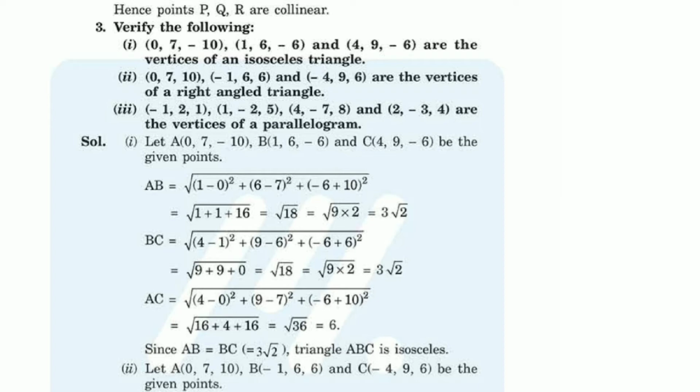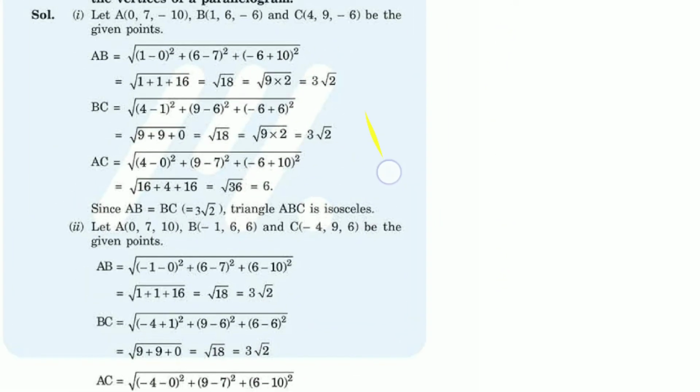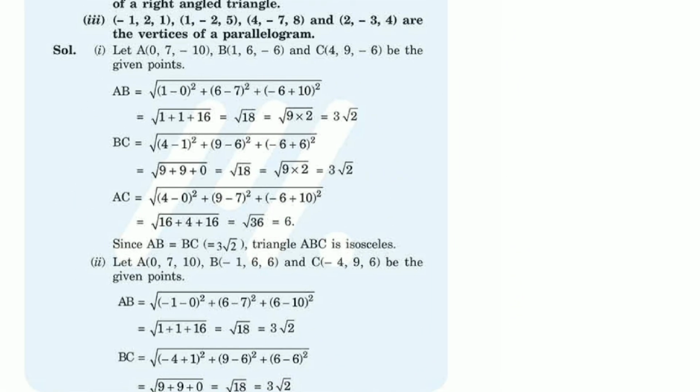So, we name the points ABC. Then we calculate the distances AB, BC and AC. Now, out of these 3, we find that 2 sides, AB and BC, if you observe, are equal. See here, AB is 3 root 2. BC is also 3 root 2. So, 2 sides are equal. Hence, it is an isosceles triangle.